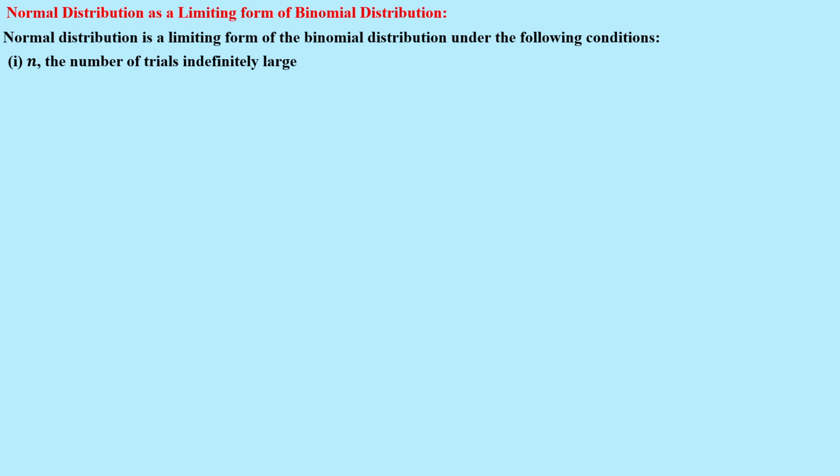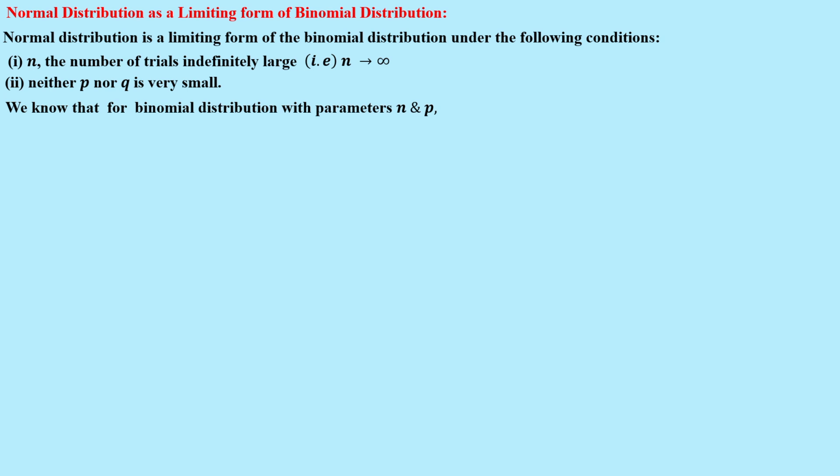N, the number of trials, is infinitely large, right? First condition, that is n tends to infinity. Neither p nor q is very small, so both should be not small, that is should be high, right?